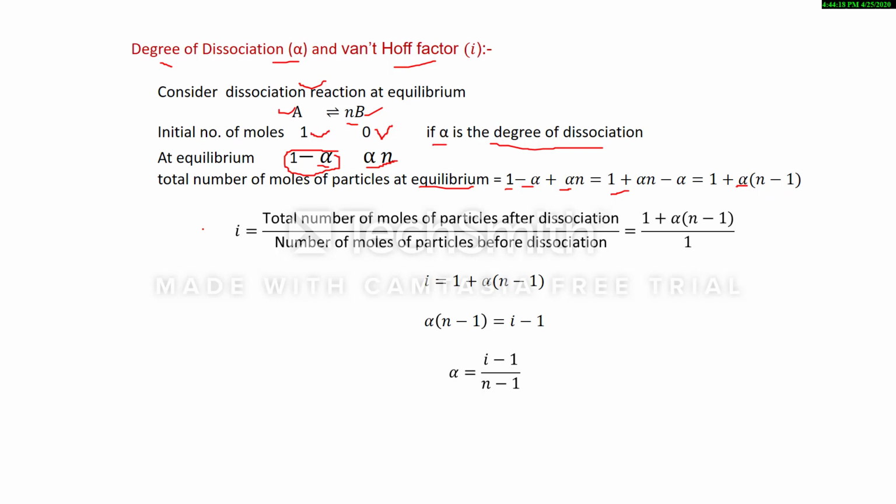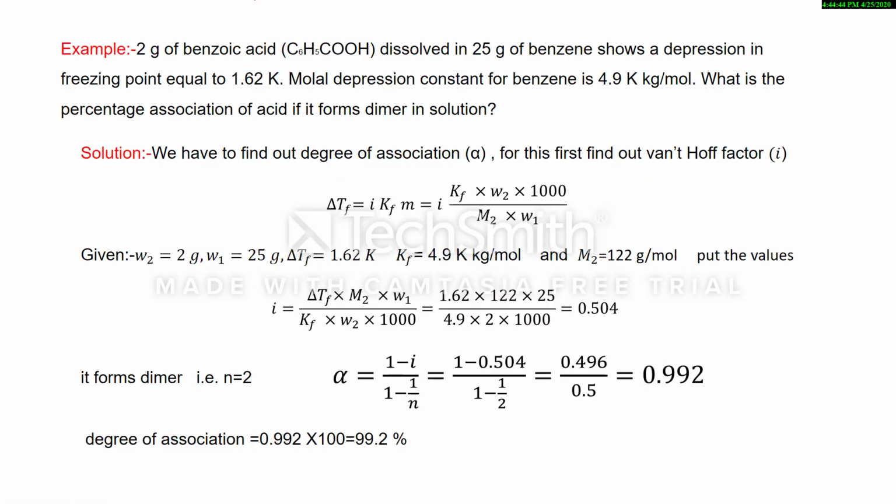Put the value in the formula of i. Total number of moles of particles after dissociation is 1 plus alpha times n minus 1, and before dissociation, that is 1. So we are having this. Then again rearrange. Finally, we will get this one: alpha is equal to i minus 1 divided by n minus 1. Now, we will discuss some numericals based on this degree of dissociation and association.